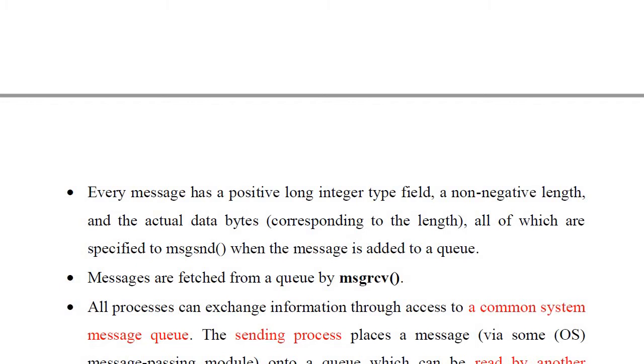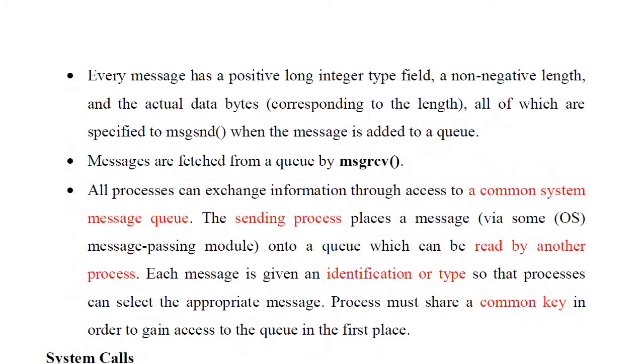Then once the messages are sent and are at the one end of the queue, they have to be received by the receiving application. How does this happen? It happens through one more call, that is message receive. All processes can exchange the information through access to a common system message queue. The sending process places a message via some OS message passing module onto a queue, which can be read by another process. Each message is given an identification so that processes can select the appropriate message.